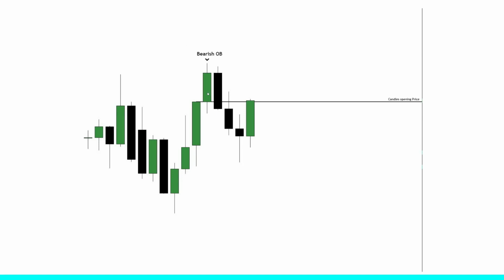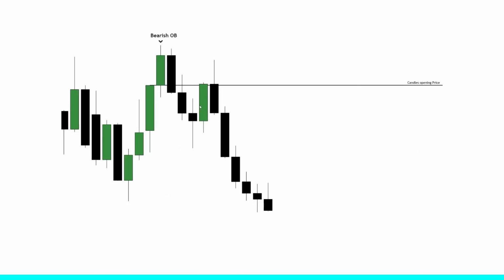Now, bearish order block, we have this downswing here. This candle right here, the bullish one, we take the opening price and we delineate it. So that way we have a good understanding of this bearish order block. And you guys can see price came in, retested it, and we had a decent sell-off after hitting this range.